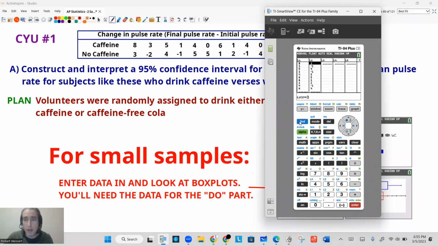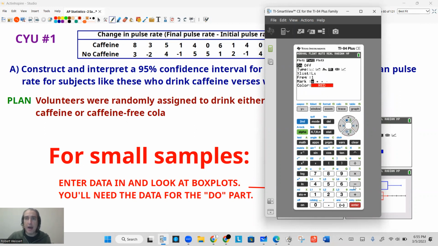So I'm going to go into my second y equals, and I'm going to turn on both plot 1 and plot 2. And I want to look at a box plot. All right, box plot is probably the easiest one to look at. It'll show if there are outliers or skewness. And I'm going to turn on plot 2 as well. So we're going to put those together.